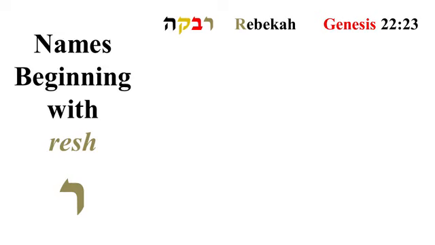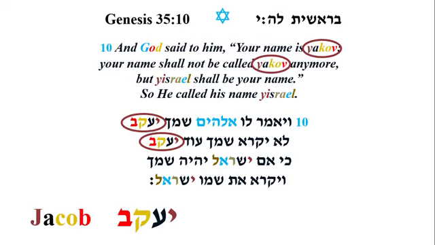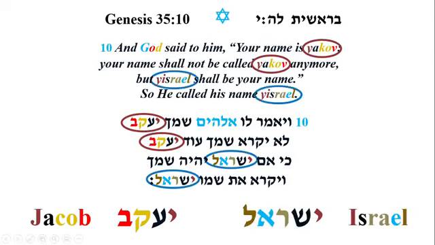Very nice. In Genesis 35:10, it does say, "And Elohim said to him," to Jacob, "Your name is Yaakov, Jacob. Your name shall not be called Jacob anymore, but Israel shall be your name." So he called his name Israel. It's interesting, Jacob gets his name changed to Israel.